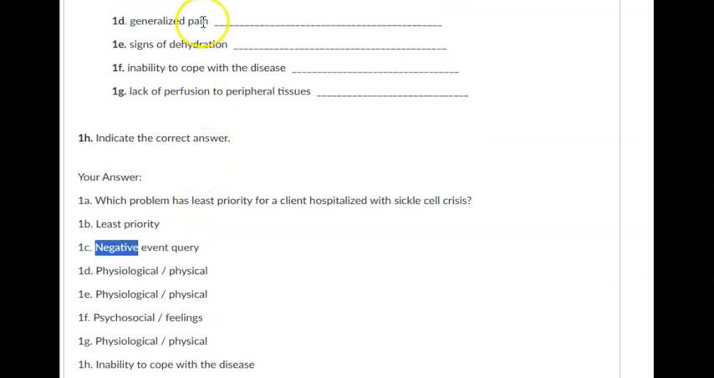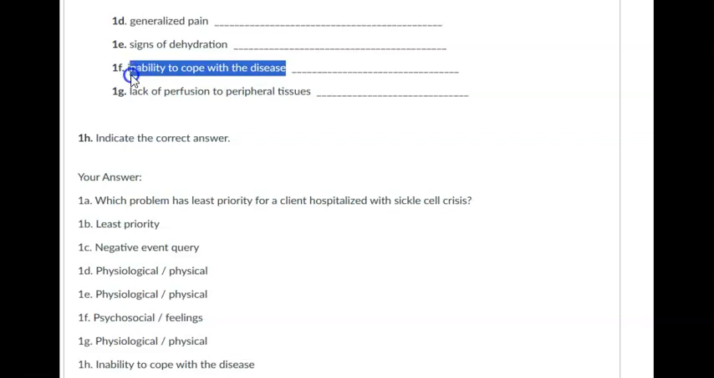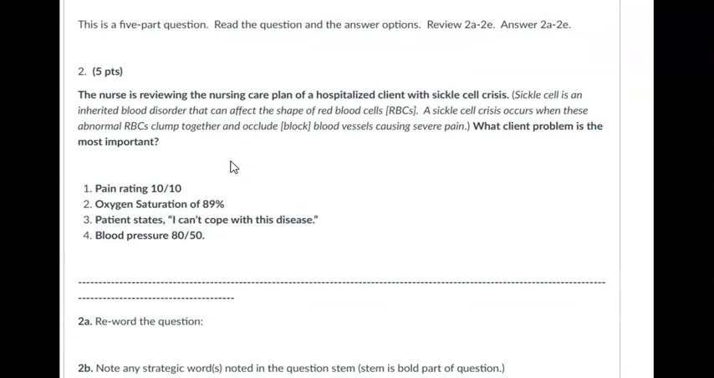And then for these, the student has pain is physical, dehydration is physiological. Dehydration is physiological, physical. Inability to cope is psychosocial feelings, and lack of perfusion is physiological, physical. And they picked least important, least priority is the fluffy feelings, inability to cope. The physical things would be prioritized over that. So good job for that one.